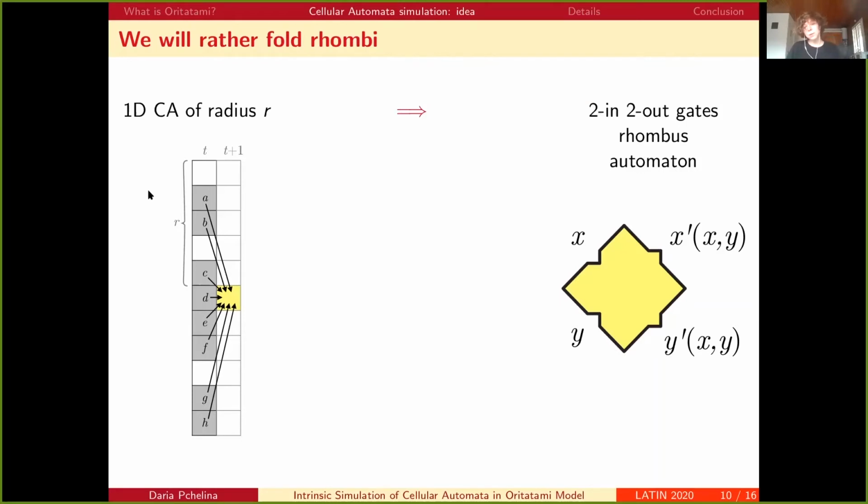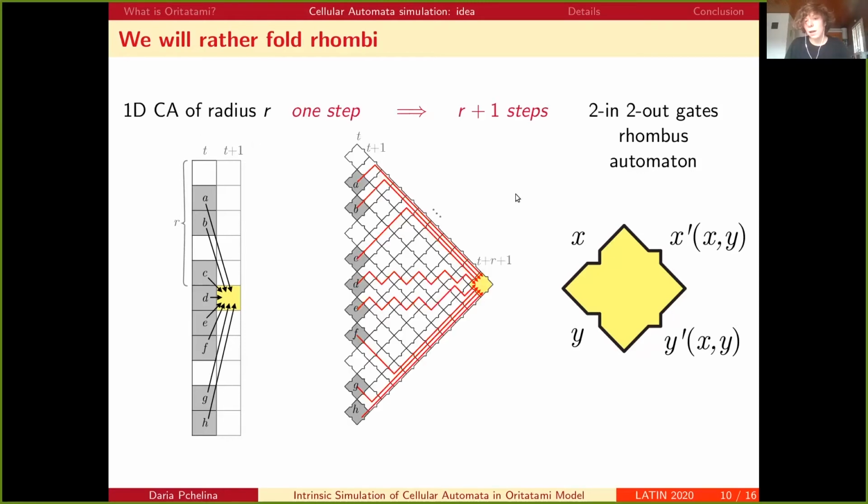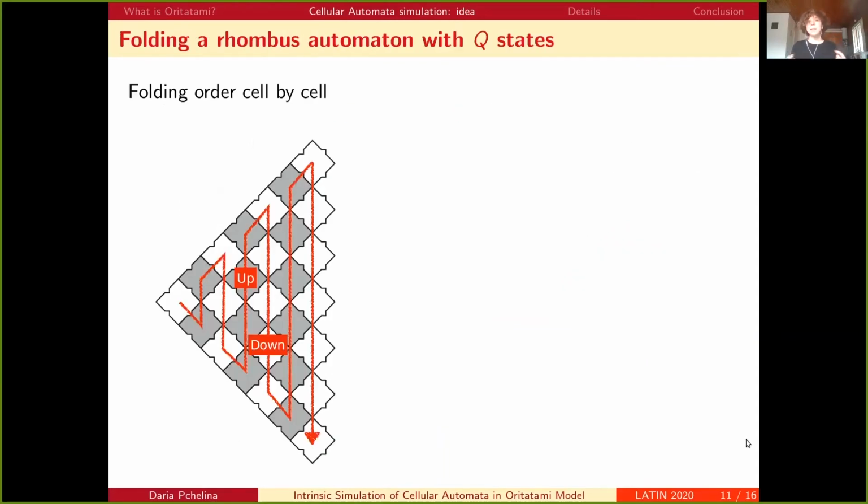So to the left, you see one step of computation of a cellular automaton of radius r. And here at the center, you see how to simulate this step with r+1 steps of our Rhombus automaton. So now our aim is to fold a space-time diagram of a given Rhombus automaton with Q states. We do it folding cells one by one in a snake-like way, like this.